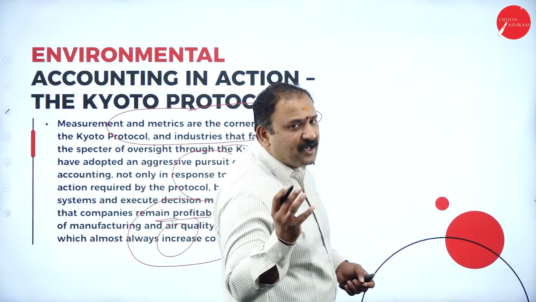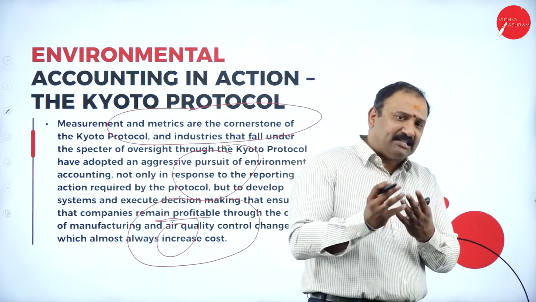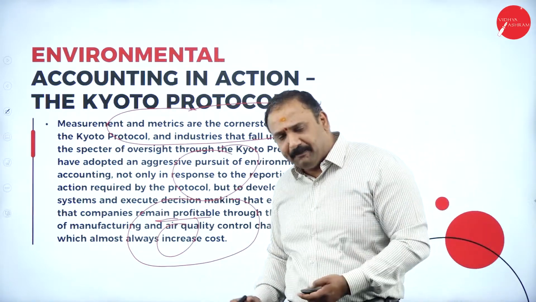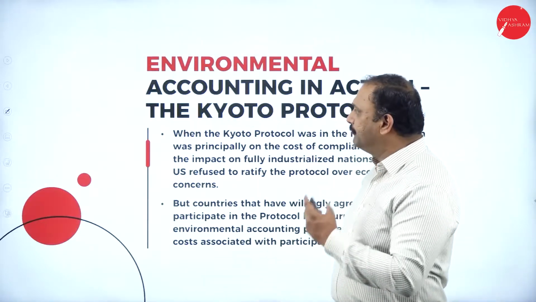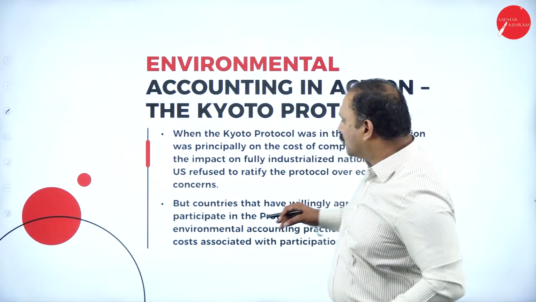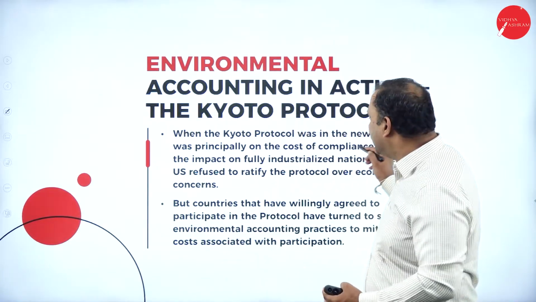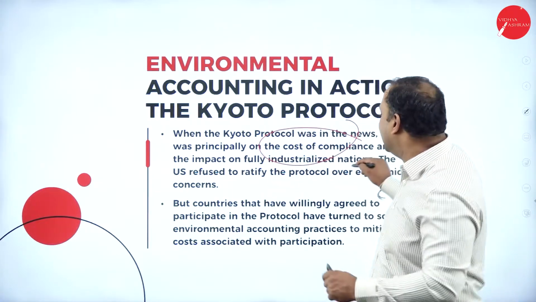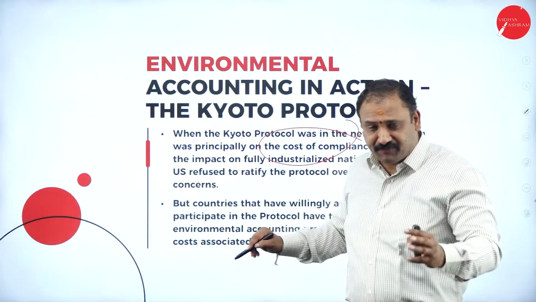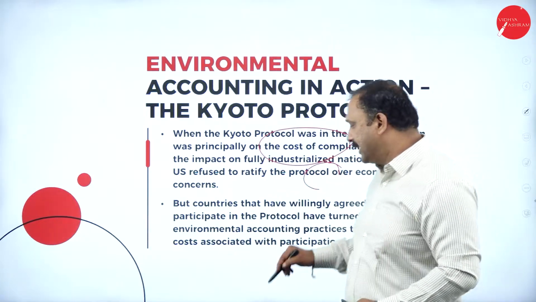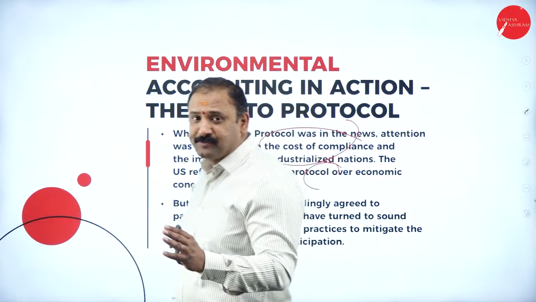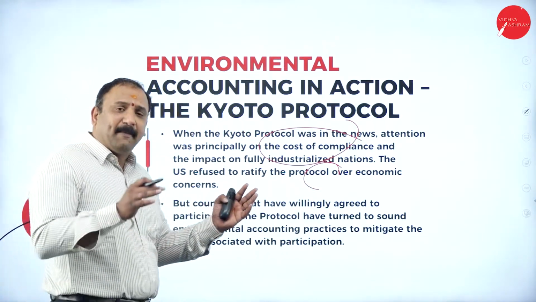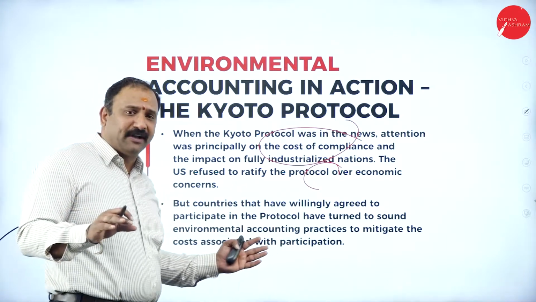So definitely this is a very, very positive step that has been taken up by many nations trying to follow the standards and make it even more sustainable. Followed by the accounting protocol also said that it was principally on the cost of compliance and the impact of a fully industrialized nation. The US refused to ratify the protocol over economic concerns. Why? Because the US being one of the most advanced nations in terms of economy, they felt that by ratifying the agreement, that's going to affect the profit.